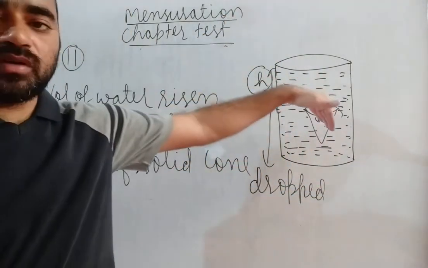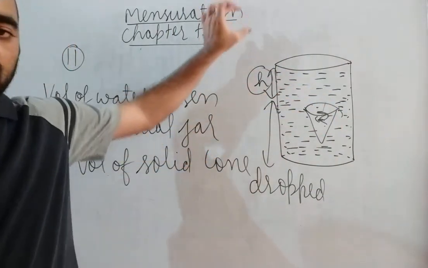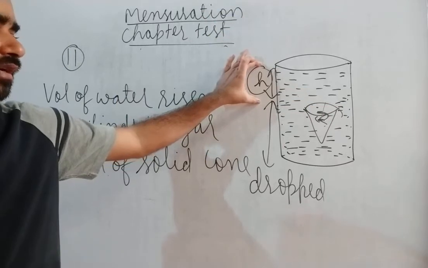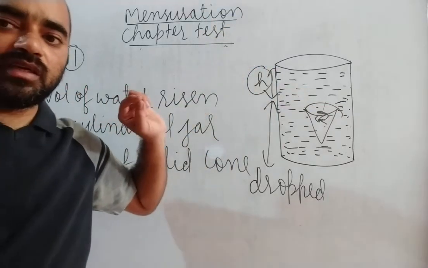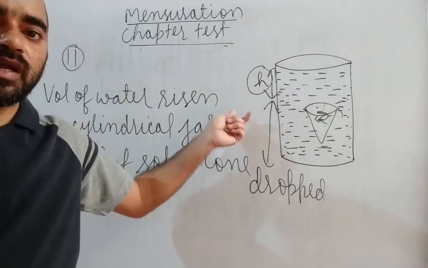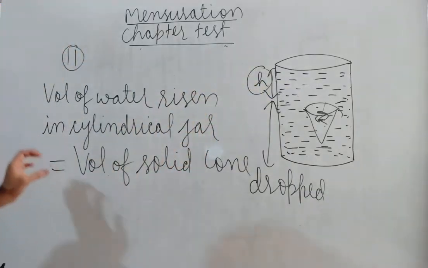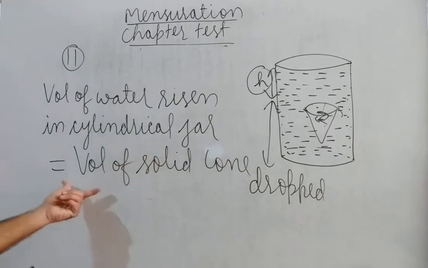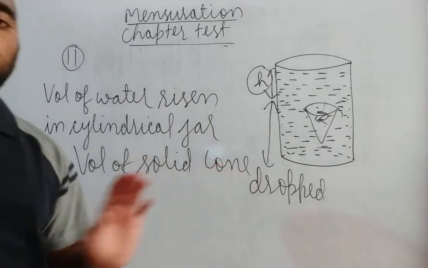When the solid cone is lowered, the water rises. Suppose the height of water risen is h. We have taken the rise of water level as h. So the concept is: the volume of water risen in the cylindrical jar is equal to the volume of the solid cone dropped.